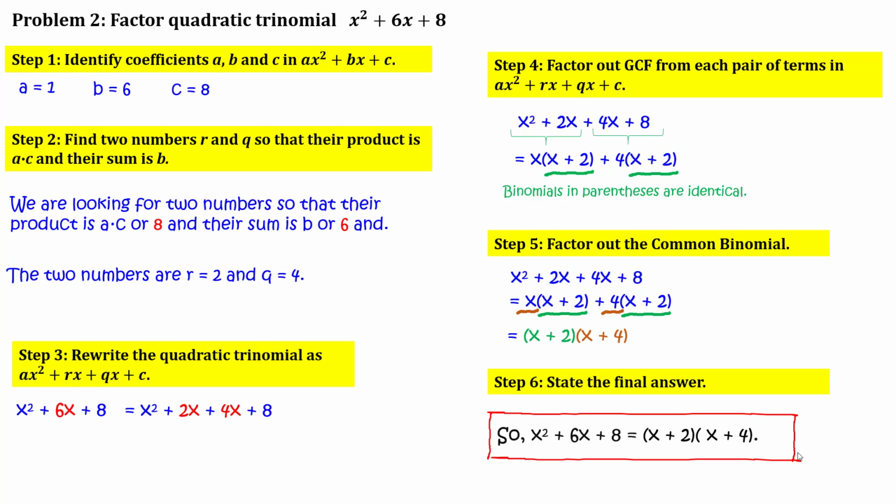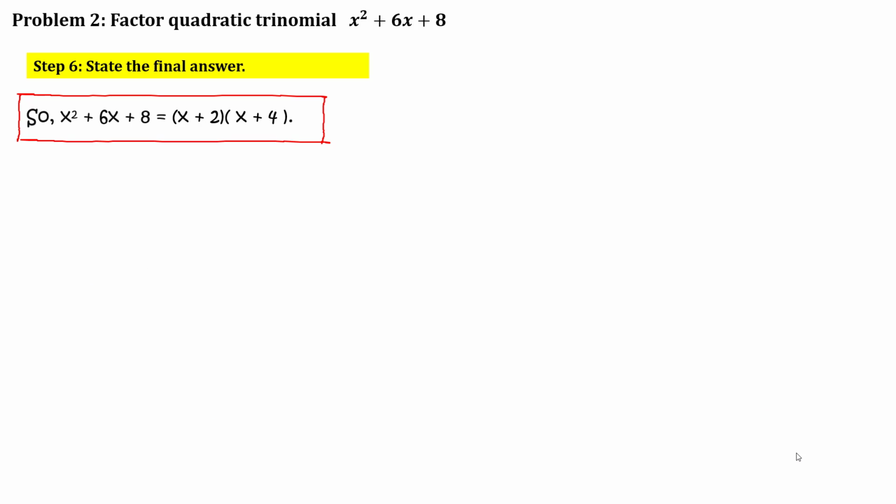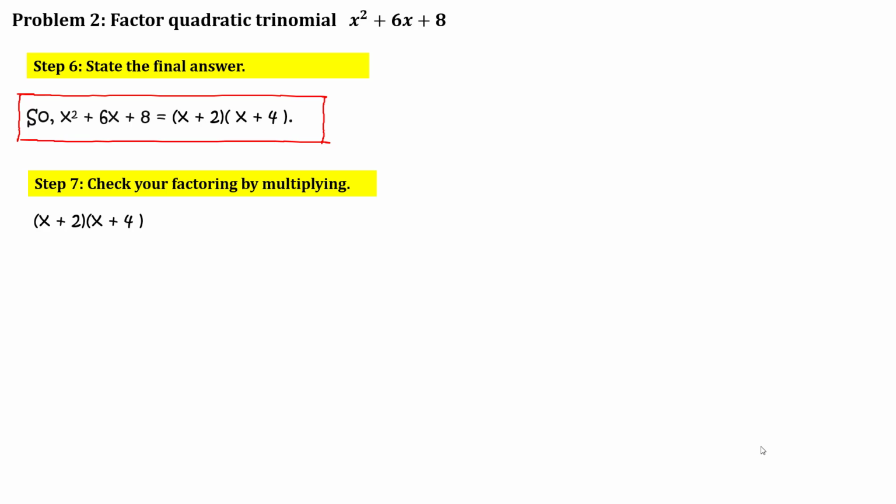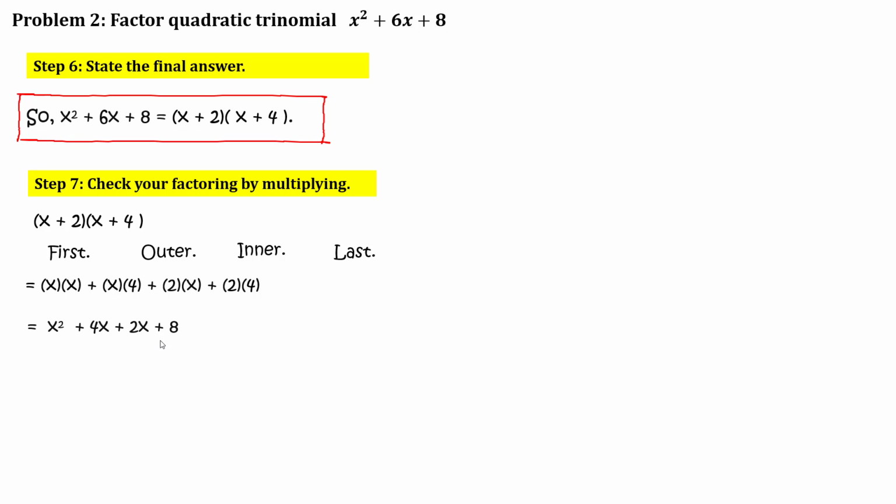All right, now you want to check your answer. So this is our final answer, and then step 7 is check our answer by factoring. So I'm going to go backwards. I'm going to write x plus 2 times x plus 4. I'm going to apply the first outer inner last pattern, multiply to get x squared plus 4x plus 2x plus 8, and combine like terms to get x squared plus 6x plus 8, which is what I got originally.